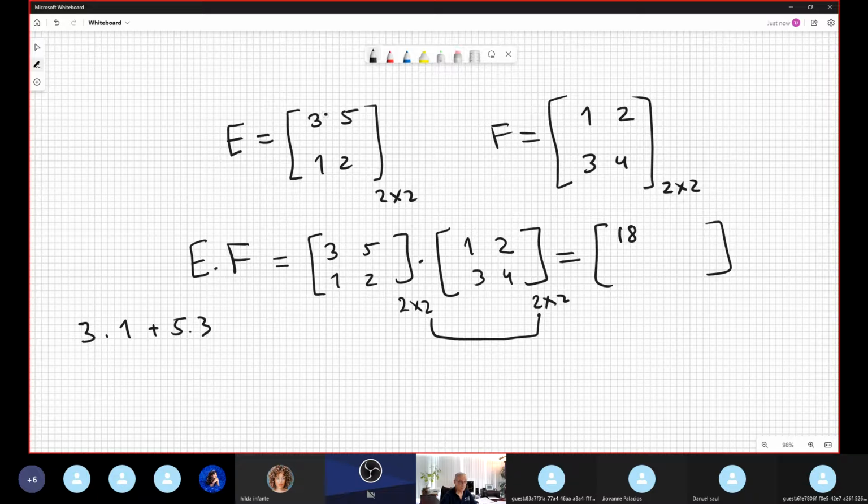Likewise, I want to do fast. This times this. 3 times 2 is 6, and 5 times 4 is 20, is 26. Now moving on to the second row. 1 times 1 is 1, plus 2 times 3 is 7. Finally, 1 times 2 is 2, and 2 times 4 is 8, and 8 plus 2 is 10.